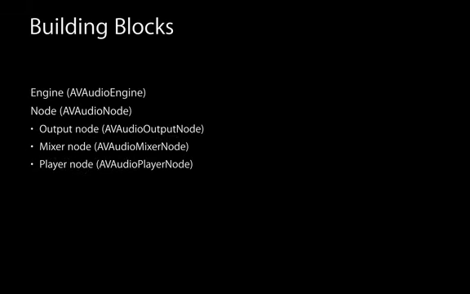The two main objects that we're going to start with are the engine object and the node object. And there are three specific types of nodes: the output node, mixer node, and the player node. We have other nodes as well that we'll get to, but these are the initial building block nodes.